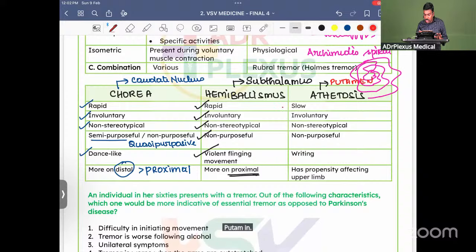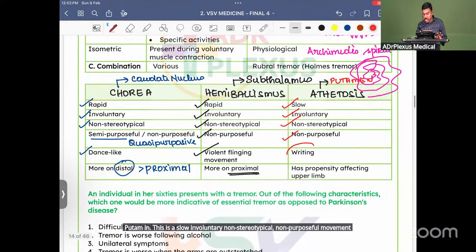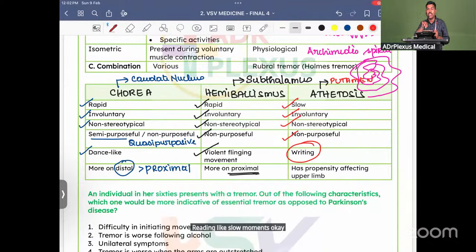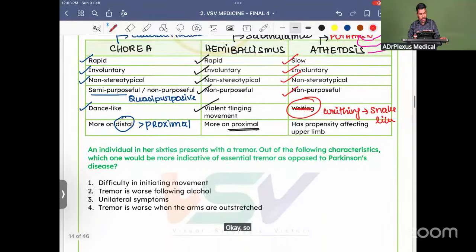This is a slow, involuntary, non-stereotypical, non-purposeful movement, which is a writhing-like movement, like a snake. Not writing, writhing, slow movements like the writhing of a snake. The lesion is in the putamen. So this is about your topic.